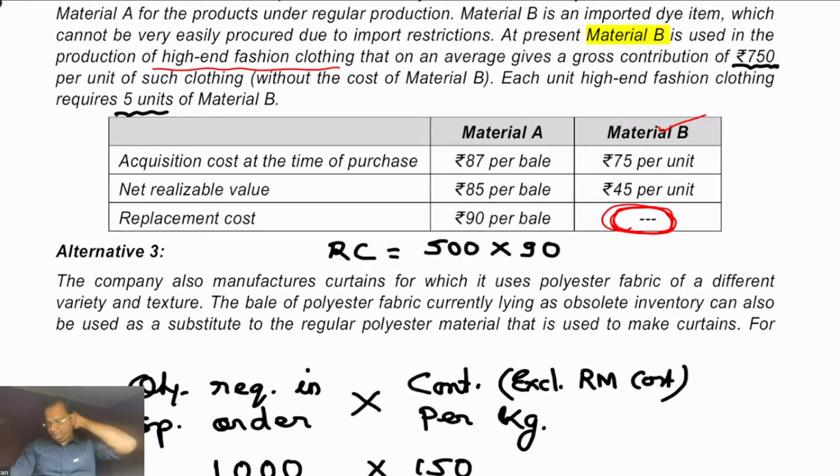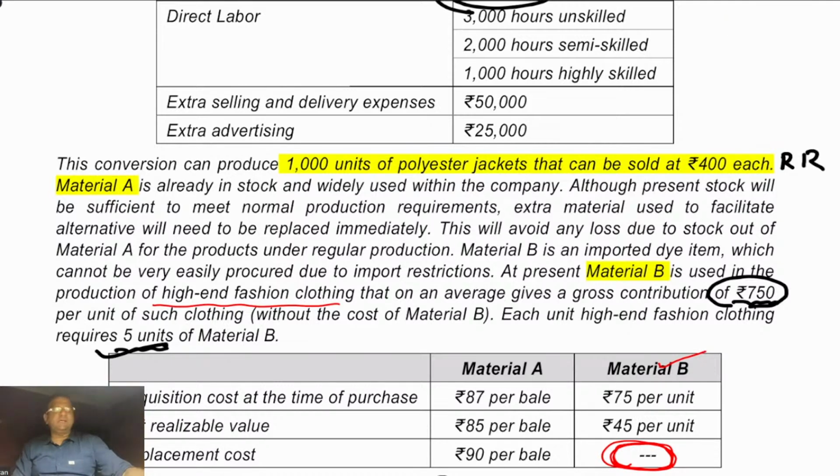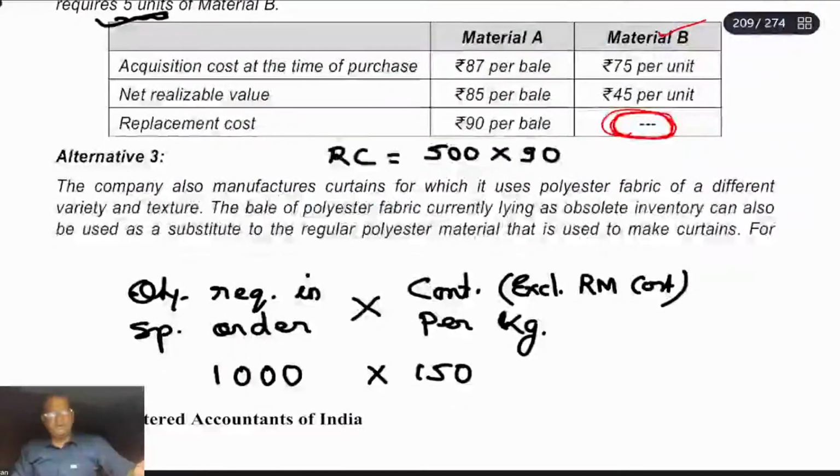Any doubt in this point, beta? How did you calculate 375, beta? Many students have calculated 375. No, beta. The contribution is 750 excluding, and it requires 5 units of raw material B. Therefore, the contribution per unit, including the cost of raw material, is 150 rupees. So the answer will be 150 multiplied by the total requirement of 1000 units.